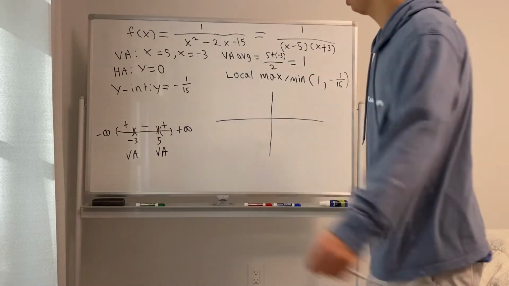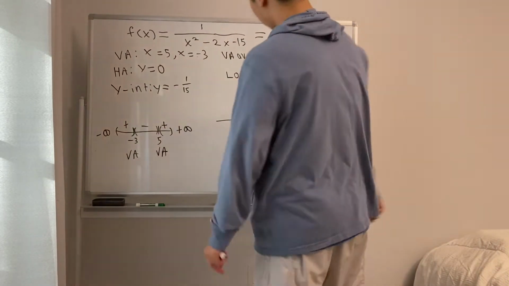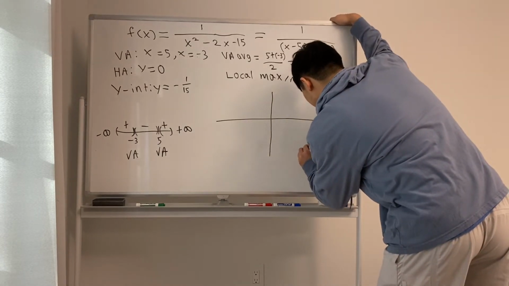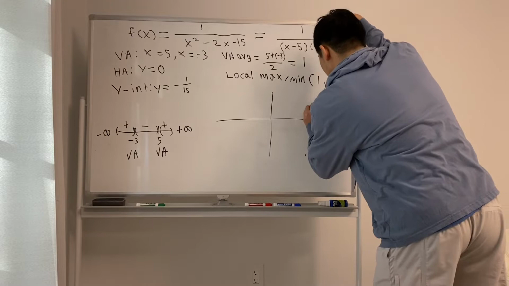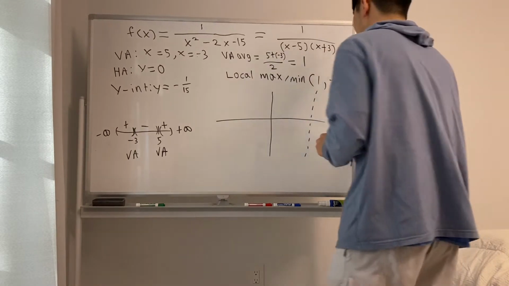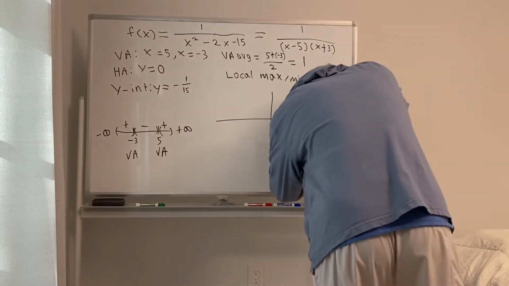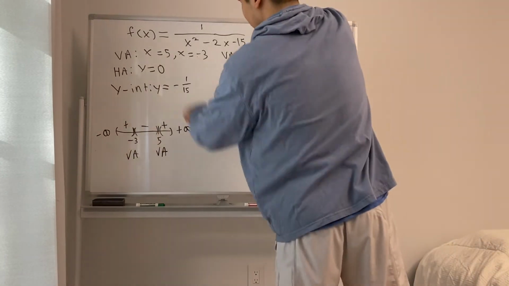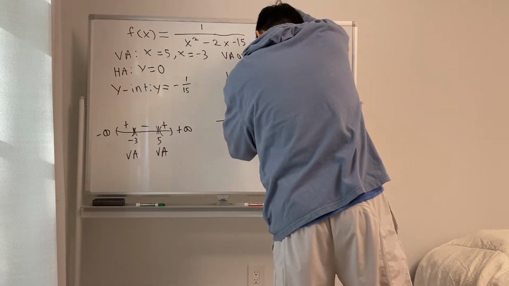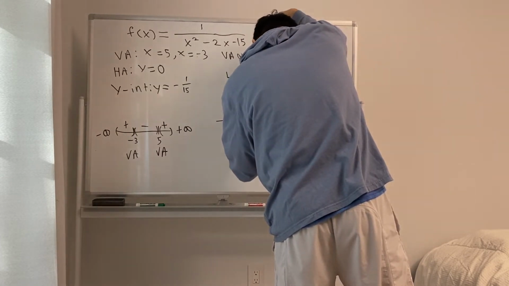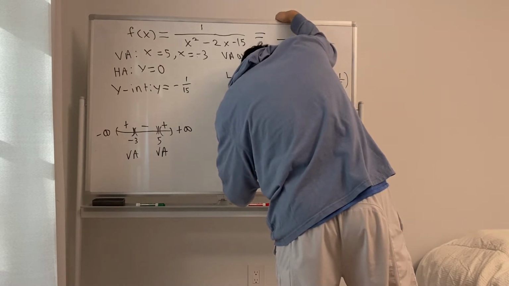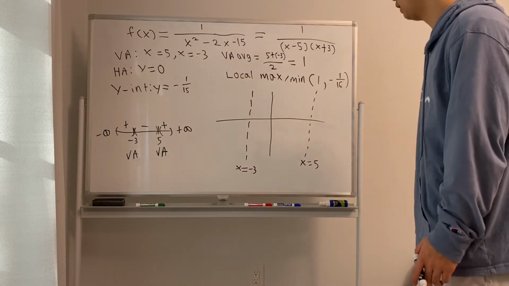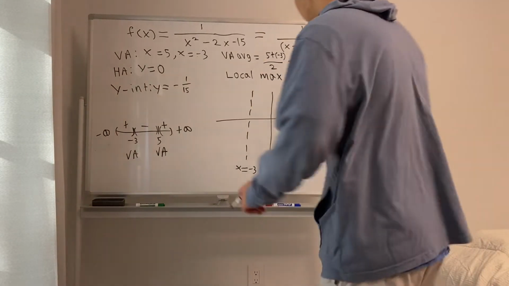So now I'm going to plot all this information on the graph. So we have a vertical asymptote at x equals 5. I apologize, I don't have a ruler here, so this is going to look really messy, but this is supposed to be a 5. We have a vertical asymptote at negative 3. Okay, and now we want to plot our y-intercept. So this is going to be here.